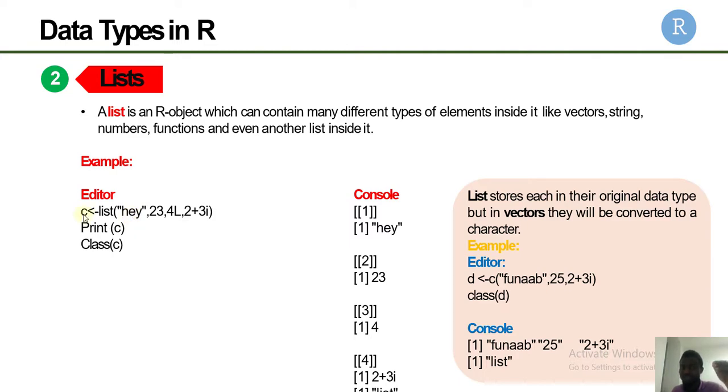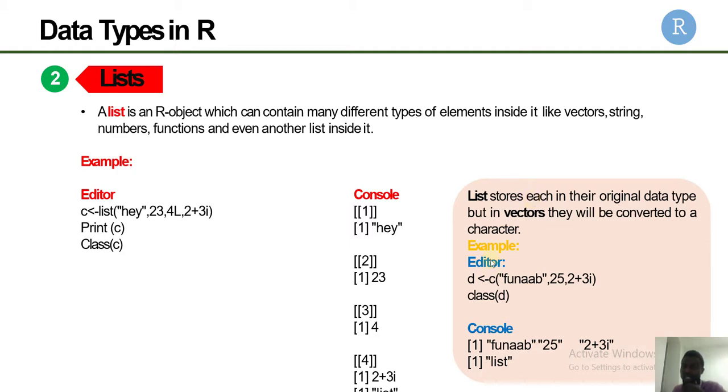When I print C, I have the result like this on my console, storing each of them in their respective types. And if I check the class of C, I would see that the class of C would definitely be a list. An example is what I have here. List stores each in their original data type, but in vectors they will be converted to a character. That's the way it is. So if you have a variable that is originally numeric, and by mistake you add a character value to it, it turns everything straight into character.